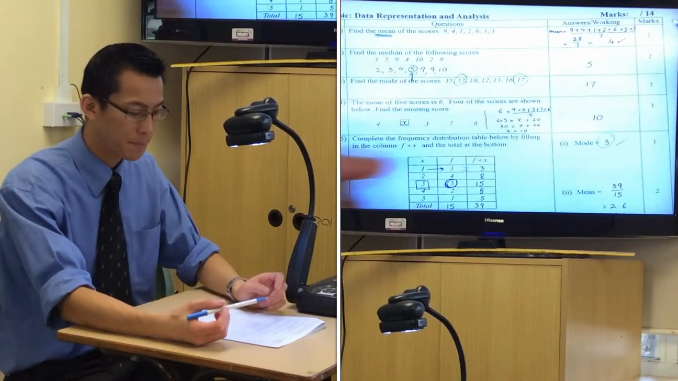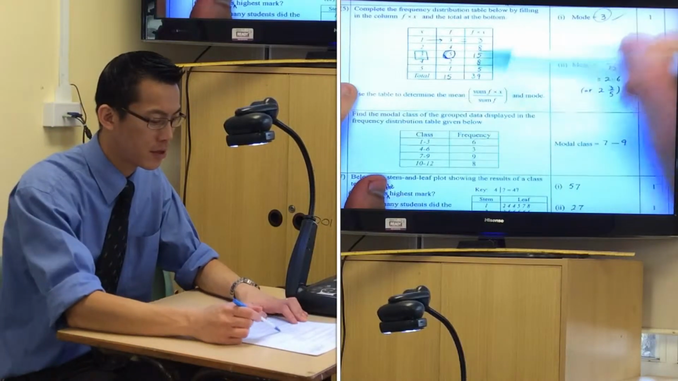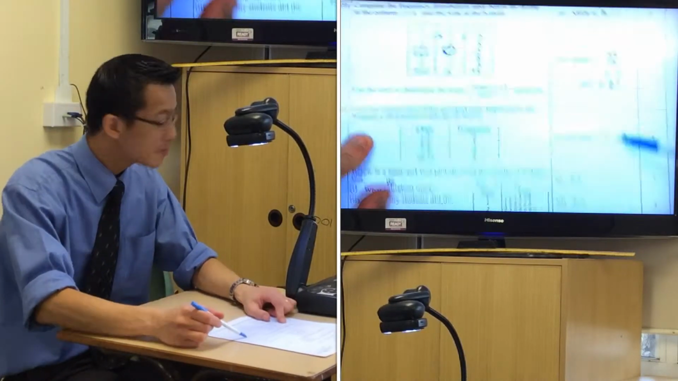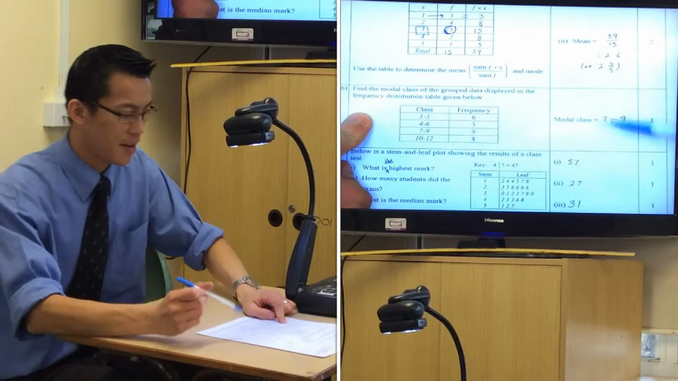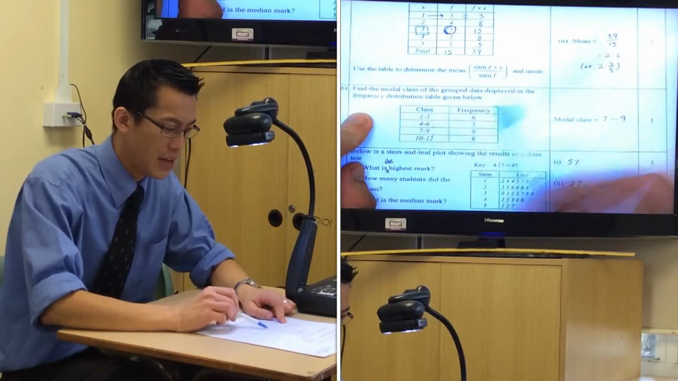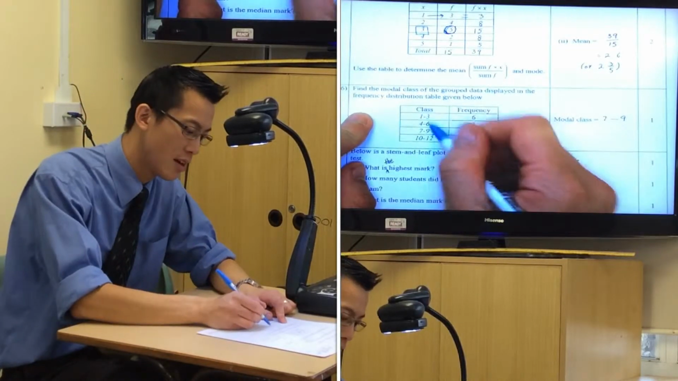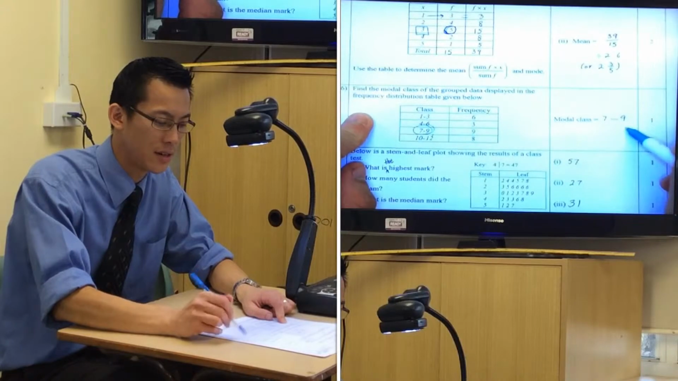Okay. Yep. Okay, so let me come back. We were doing that. We use the table. 39 divided by 15 gives you that. Find the modal class. Modal class just means the one that's most frequent, right? So you have a look and you see which one has the highest frequency. 9 is the highest frequency. The class that corresponds to that is 7 to 9.